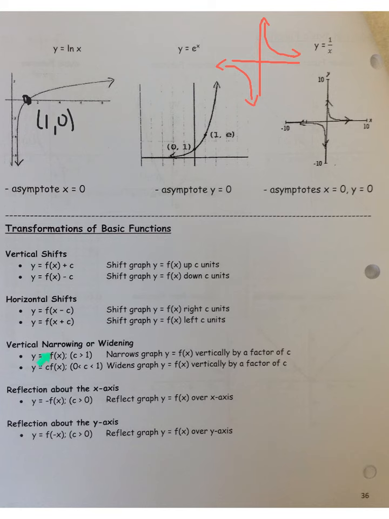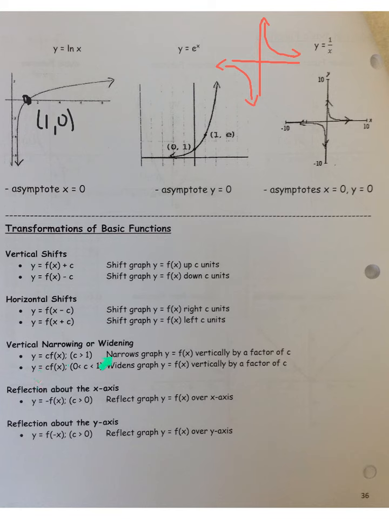We're going to do a little bit of narrowing or widening. So if you have a number in front of a function, and this will make more sense when I go through an actual problem, if that number is bigger than 1, the graph actually narrows, it gets skinnier. And again, I'll go over that when we get to a problem. Whereas if the number is between 0 and 1, that means it's a fraction, right? So if this is a fraction, it actually widens the graph.